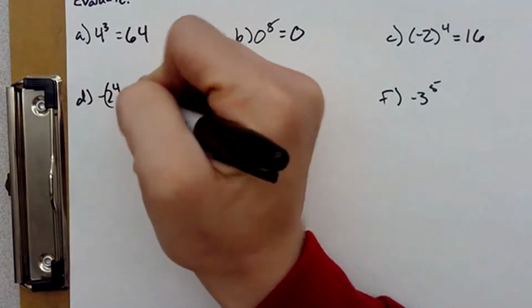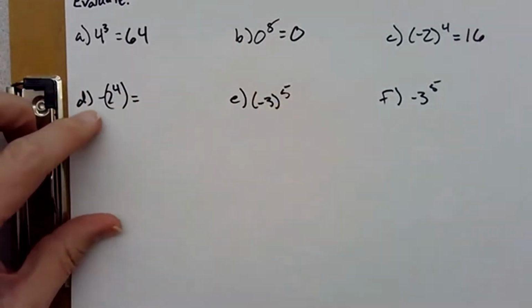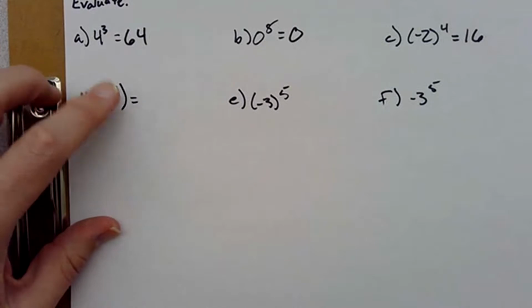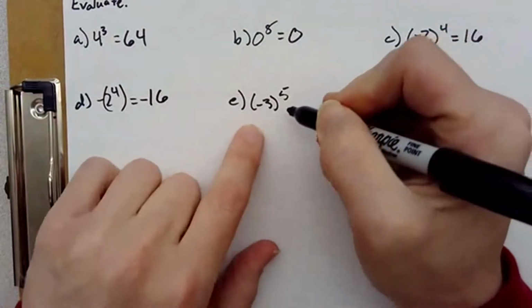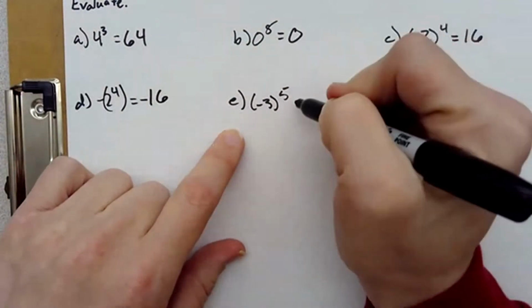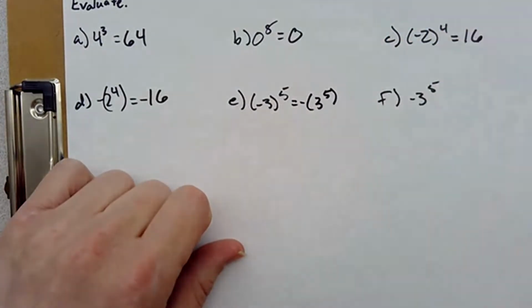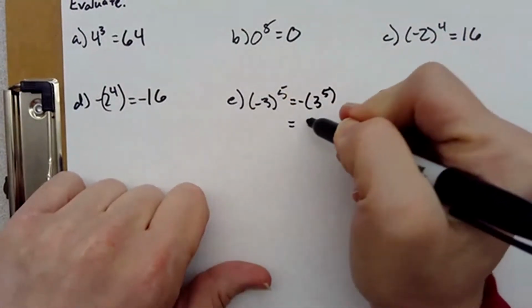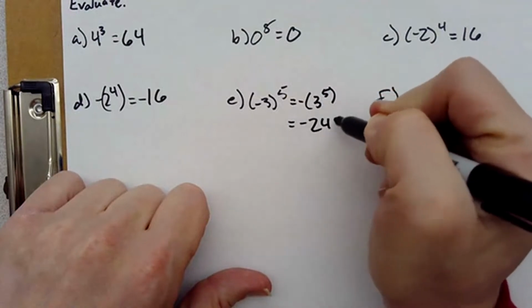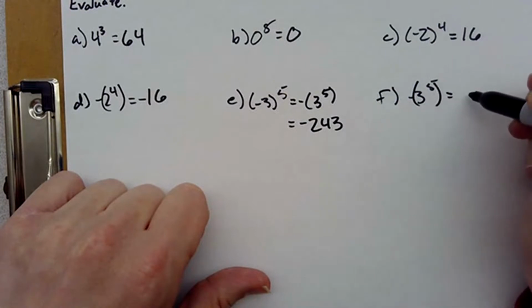-2 to the 4th power, we can put the parentheses in like that to see what we're getting, because that negative is out front. So 2 to the 4th is 16. We take that negative, we get our -16. -3 to the 5th. That's the same as negative 3 to the 5th, because 5 negatives makes a negative. 3 to the 5th is 243, so this is negative 243. Here we have negative 3 to the 5th, which is exactly the same thing, and we get negative 243.